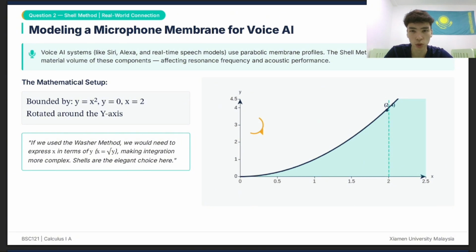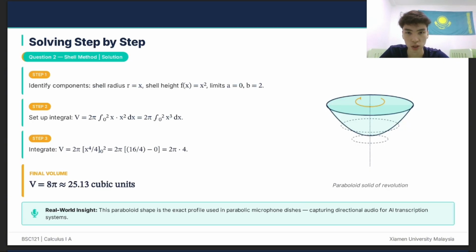Now, why do we choose the shell method here? It's an elegant choice because if we were to use the washer method, we would have to solve y equals x squared for x, giving us x equals the square root of y. This would make the integration more complex. The shell method allows us to integrate directly with respect to x, keeping the process much simpler. So let's move to the next slide and solve it.